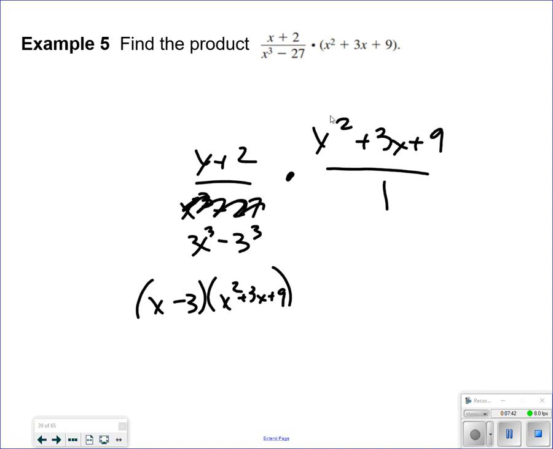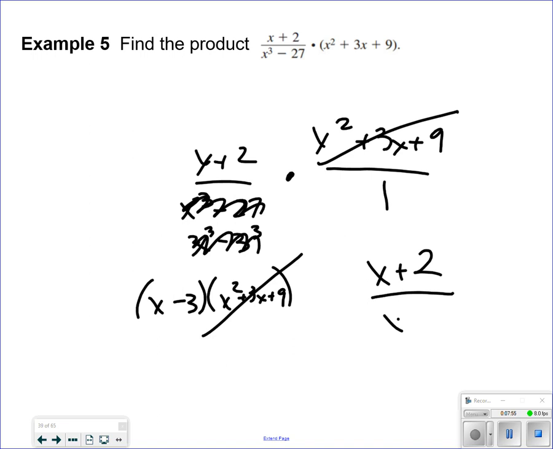So again, once you have something factored, you don't need it anymore. So this trinomial, x squared plus 3x plus 9, cancels with this trinomial, x squared plus 3x plus 9, leaving me with x plus 2 on top and x minus 3 on the bottom. And you don't need the 1, and so there's the answer.